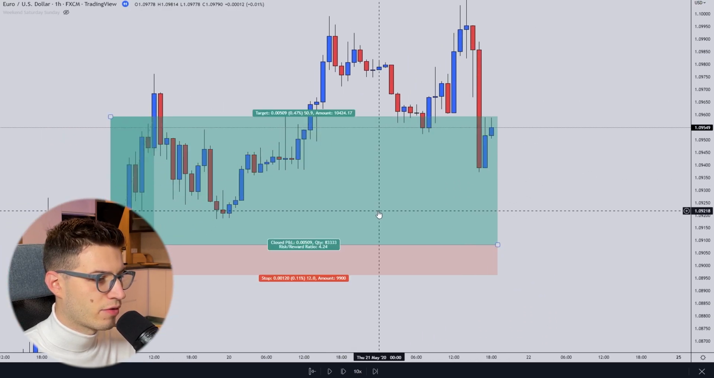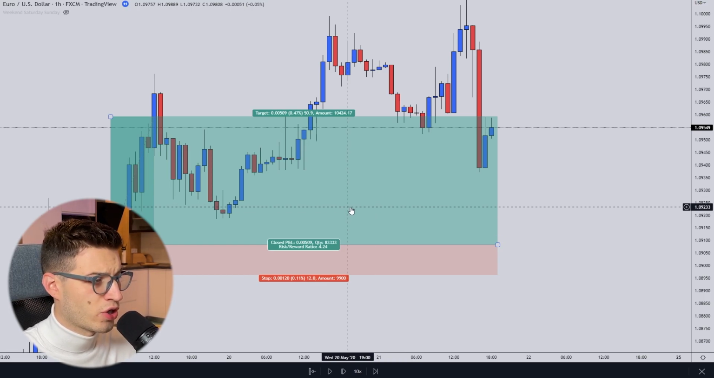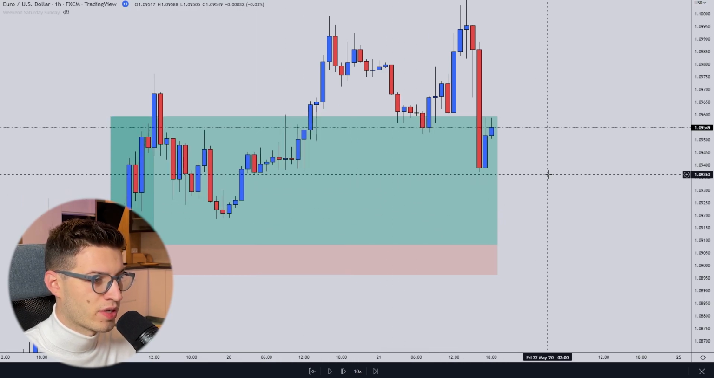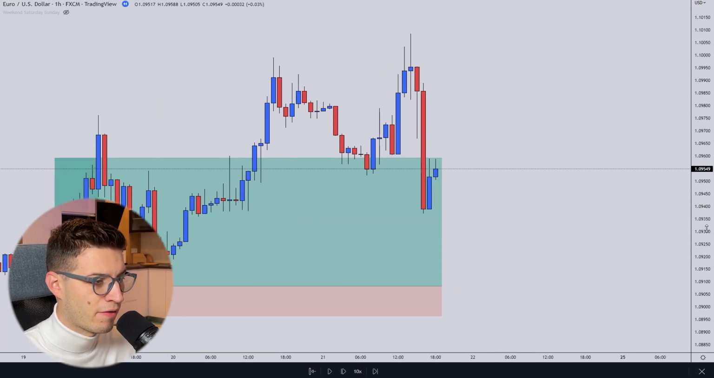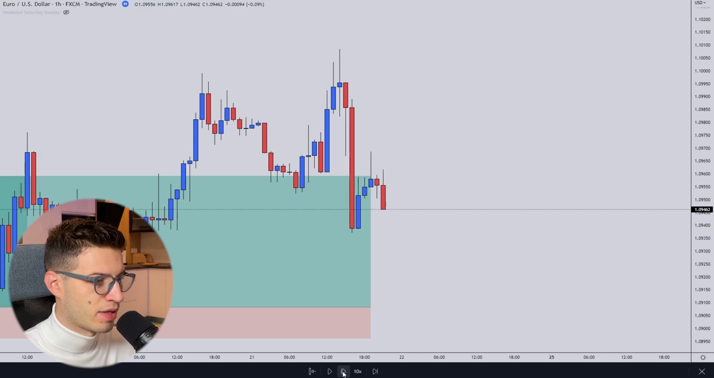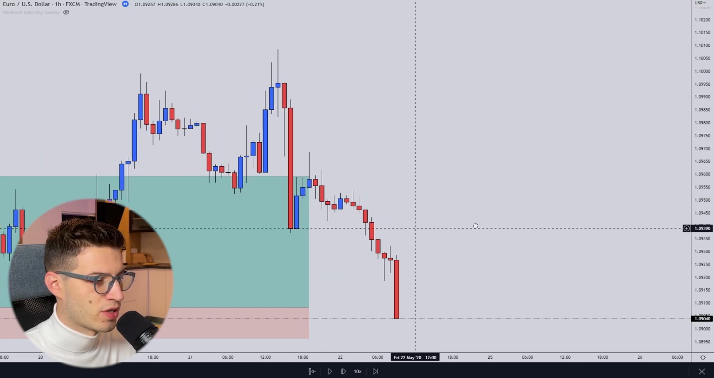Price takes us out for 4.24%. That is if you're risking 1% per trade as I am. So if you're in a challenge, you just made 4.24%, which is really nice. So you're kind of halfway there to pass. And let's see what happens with the price. So price then reverses to the downside.